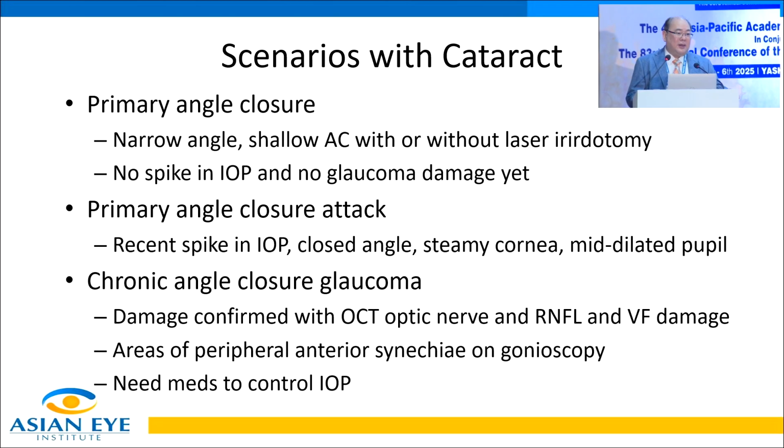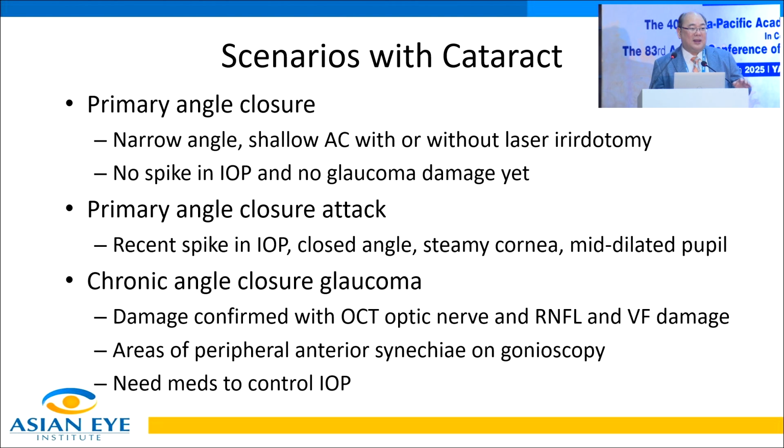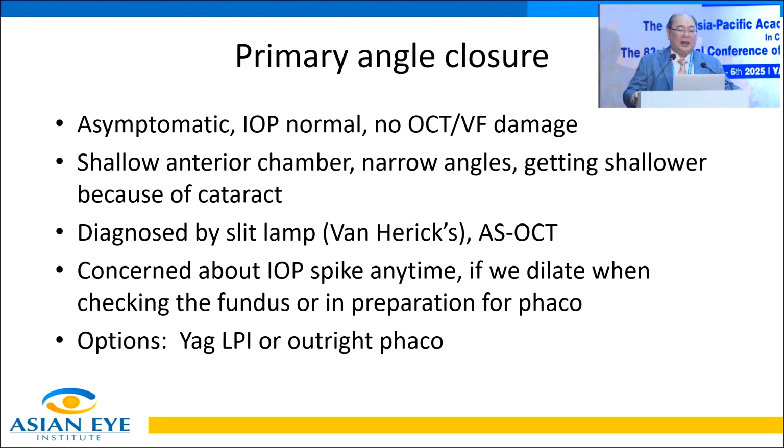So there are 3 possible scenarios when we encounter angle closure. One is the benign primary angle closure, wherein they have narrow, shallow chambers, but nothing has happened yet. The next scenario is when there's an attack already, and they come to you with an attack and with a glaucoma. And the third scenario is they've had an attack or they've had glaucoma for some time. The eye seems quiet, but they're there for cataract surgery. So these 3 scenarios may have a little bit of differences in approach.